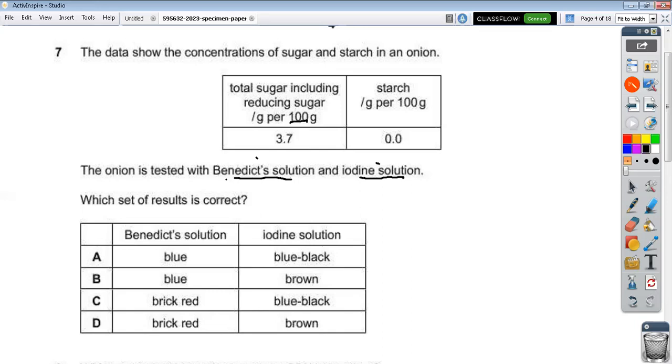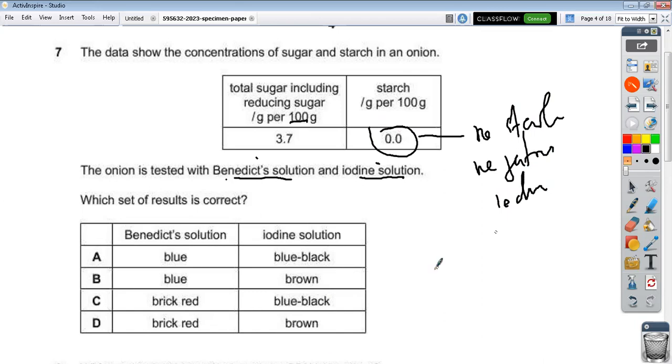Is it C? Let's see. You have to be careful. Is there any starch? No, sir. No starch. So it should give you a negative test with iodine. What is the negative test for iodine? Brown or orange, but it's mainly brown. It remains like that. You can't say blue-black. Blue-black means starch is present. There's no starch. Clear? Then what's the best answer there? D.